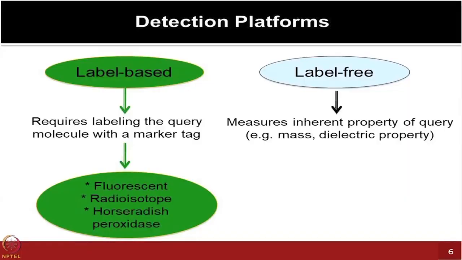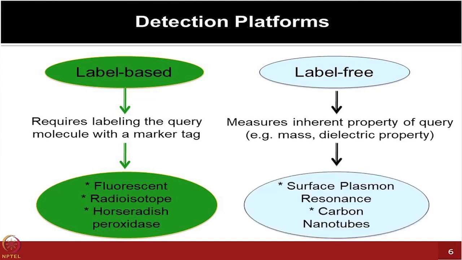So as I mentioned, the label-based readouts could be many of these: fluorescent, radioisotope, HRP-based systems. For label-free, you got a little exposure of SPR. Even many of the nanotechnology-based platforms like carbon nanotubes, etc., are also equally powerful, and they have been used for doing these kinds of measurements as well.